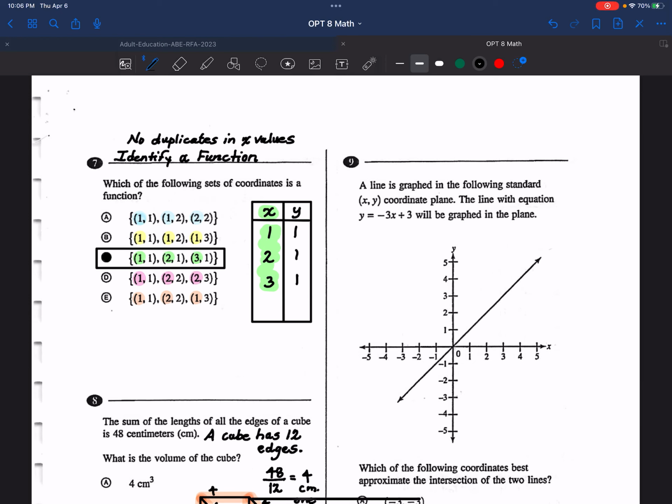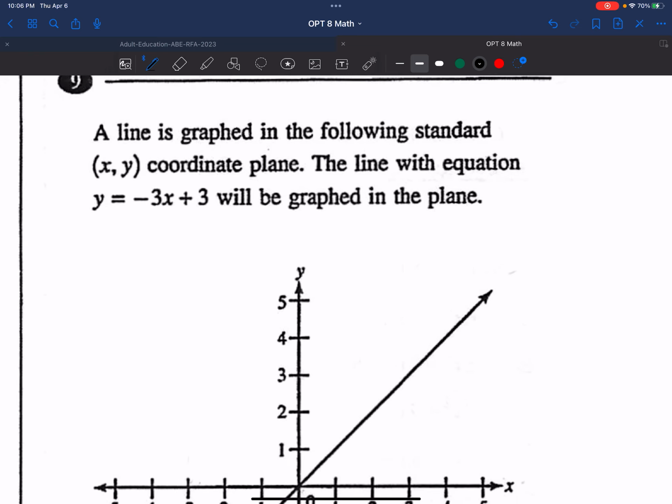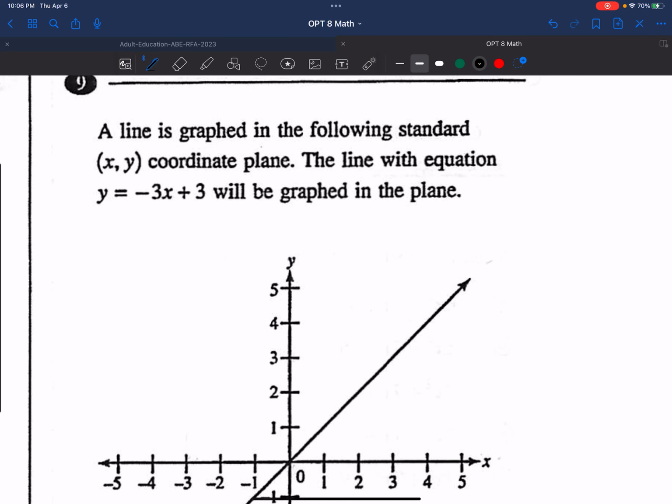Question 9 may be my favorite math question of all time. I really like this one. A line is graphed in the following standard XY coordinate plane. The line with equation will be graphed in the plane.